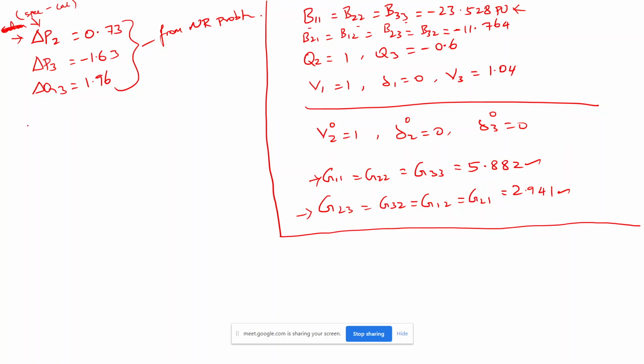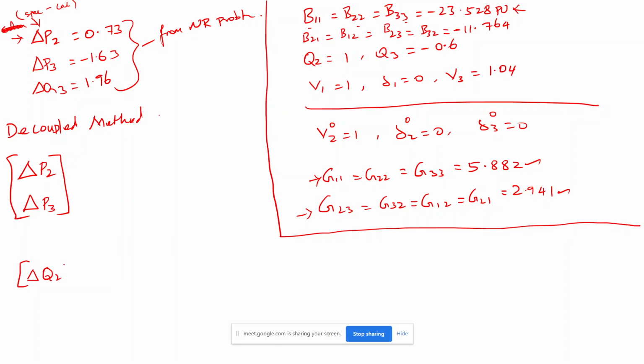So what is the decoupling method? What are the corresponding equations? I need to find out P2. I need to find out, these are all the corresponding equations, right? And what is one more corresponding equation? Del Q2. So these are all my corresponding equations.